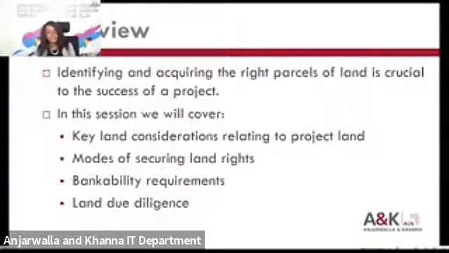So in this session today, we are going to discuss the different methods of acquiring secure land rights, because as you're all aware, securing robust land rights is very crucial to the success of a project. So we'll cover the key land considerations relating to project land. We're also going to cover the modes of securing these land rights, the bankability requirements, and we'll also have a short overview of the land due diligence process.